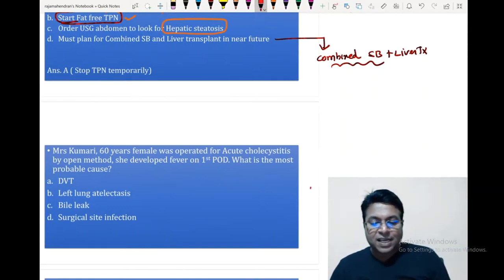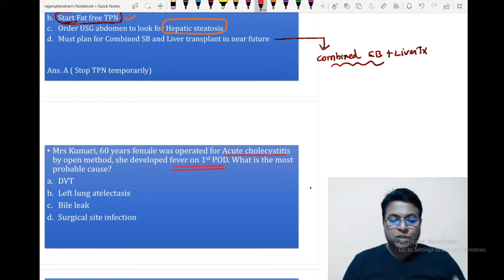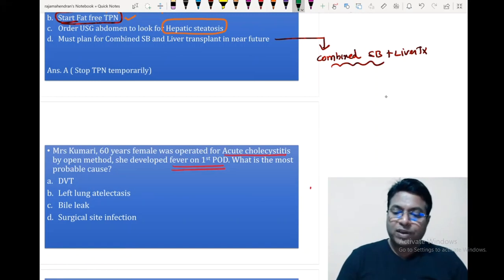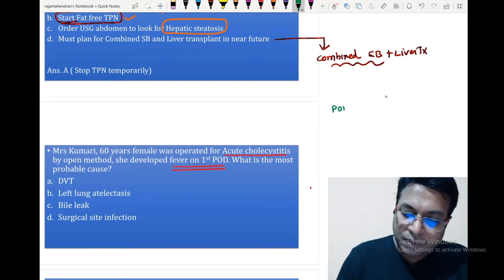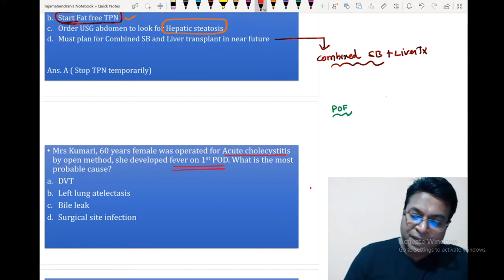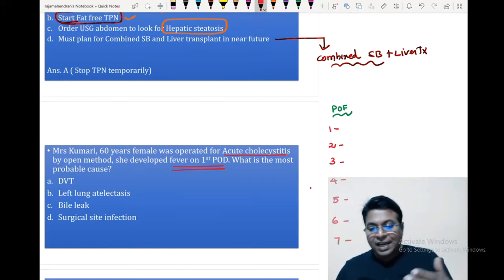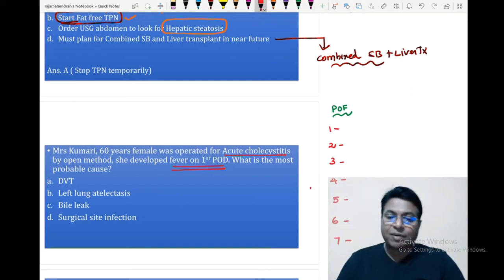Mrs. Kumari, 60 years female, was operated for acute cholecystitis. She developed fever on the first post-op day. What is the most probable cause? So, post-operative fever. This is a separate topic you should know. It is discussed in many sessions. First day, what is the cause? Second day, third day, fourth day, fifth day, sixth day, seventh day. We have 7 days of post-operative fever, which is discussed in our materials also.